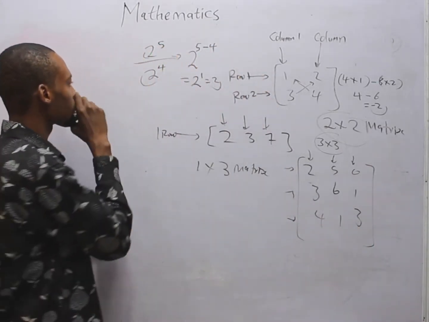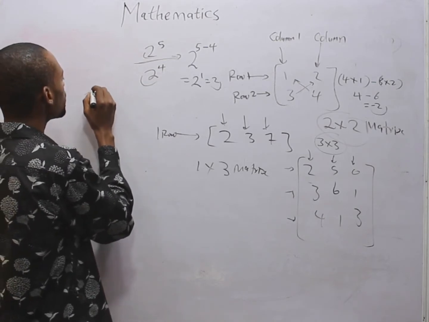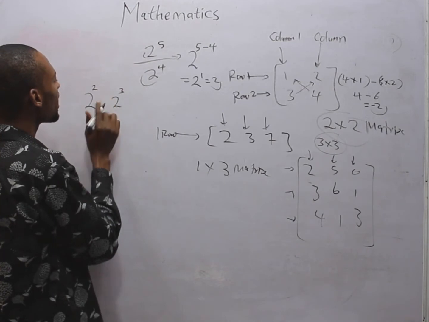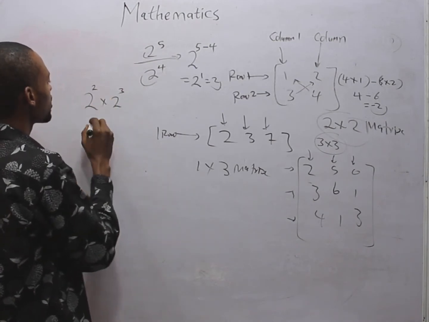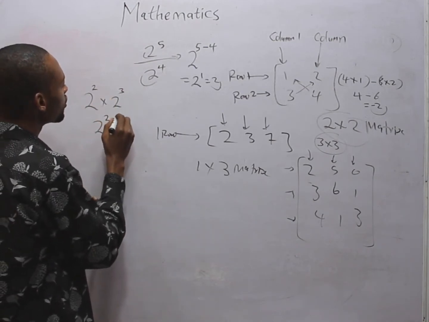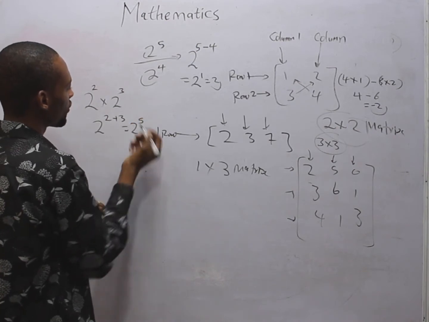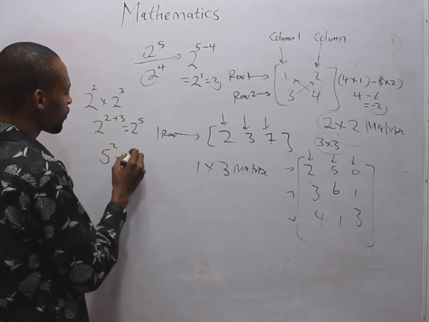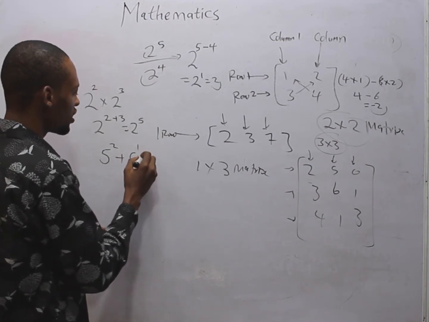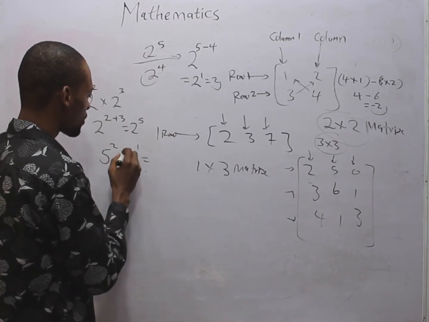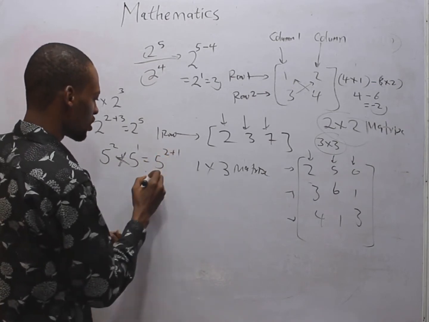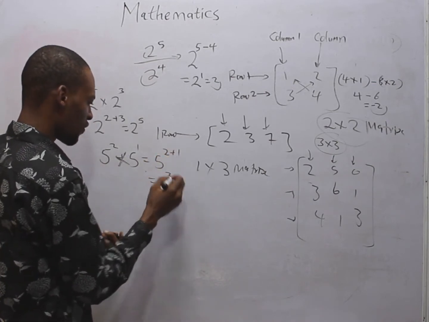While for multiplication, 2 raised to the power of 2 times 2 raised to the power of 3 is the same thing as 2 raised to the power of 2 plus 3, that is 2 raised to the power of 5. So 5 raised to the power of 2 times 5 raised to the power of 1 is the same thing as 5 raised to the power of 2 plus 1, which is 5 raised to the power of 3.